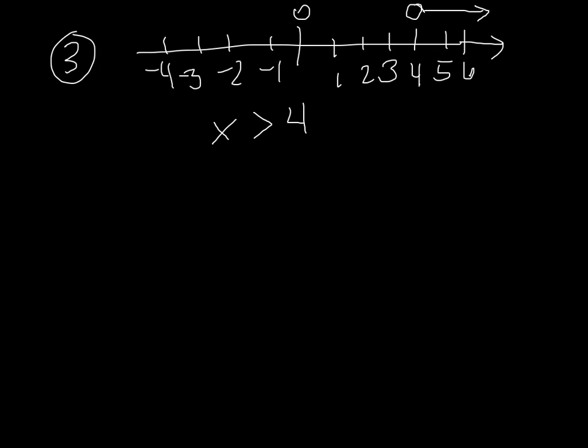Why did I not put that line underneath the greater than sign? Because the circle on the number line is an open circle. If it's open, it's not equal to. If it's closed, it is equal to.